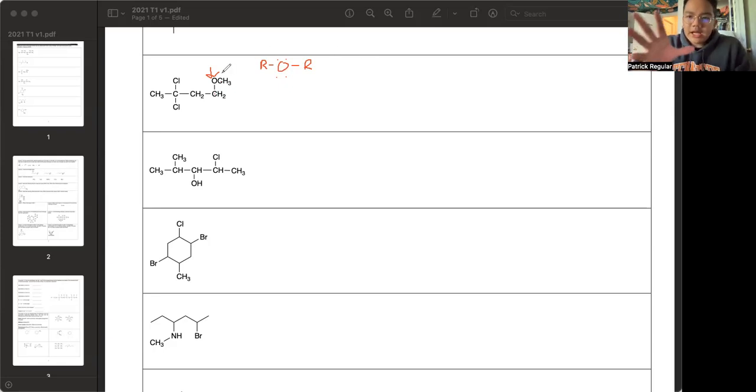So methoxy is just a normal functional group. There's no special denomination. So if we were to number these, hold on here 1 second.